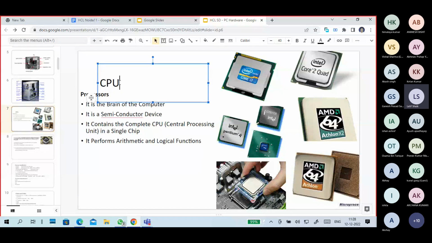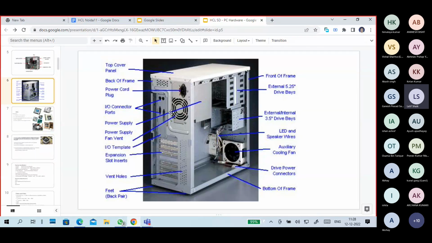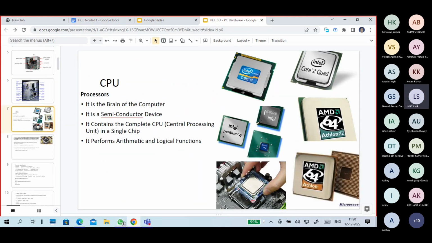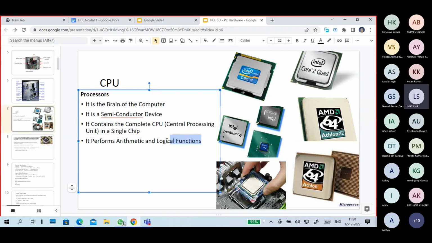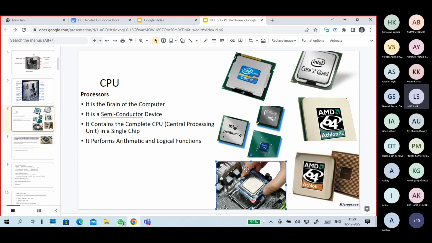Okay, what is CPU? Central processing unit. This is not the CPU, guys. This is a cabinet. This is the CPU. CPUs look like this small chip. Central processing unit, which is your processor, performs arithmetic and logical functions because the ALU, arithmetic logical unit, is inside. And we can directly insert it into the motherboard. So this is the motherboard part. You can see that one.